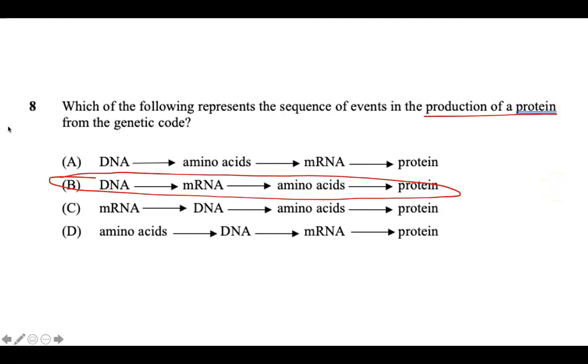And so if we look at the production of a protein, we go from DNA into messenger RNA. That then codes for the amino acids. The amino acids then join together to form the protein. So B is the answer that we're looking for there.